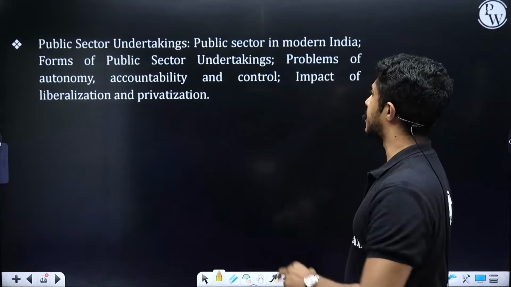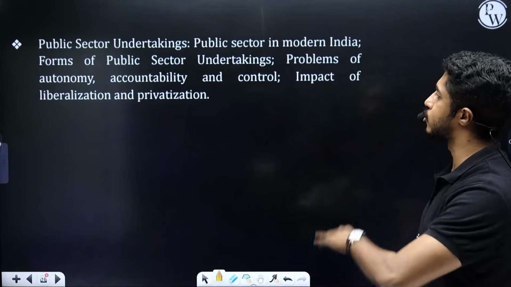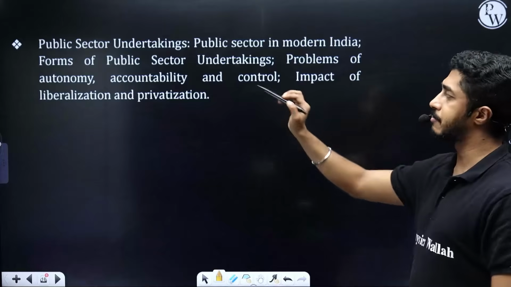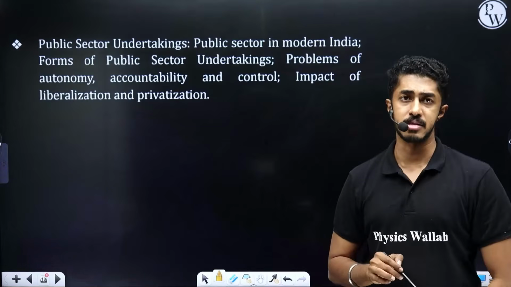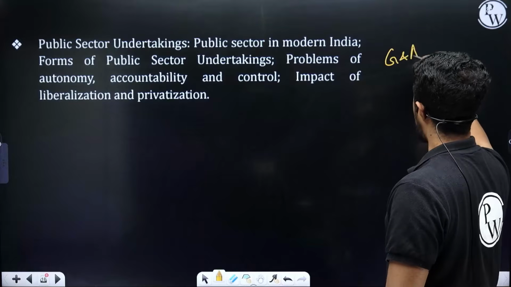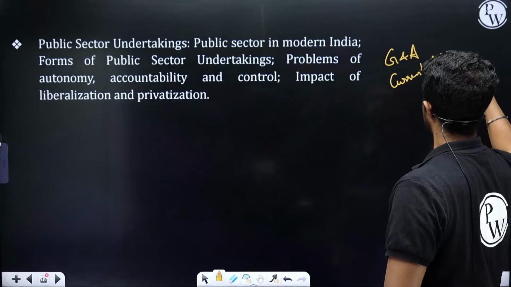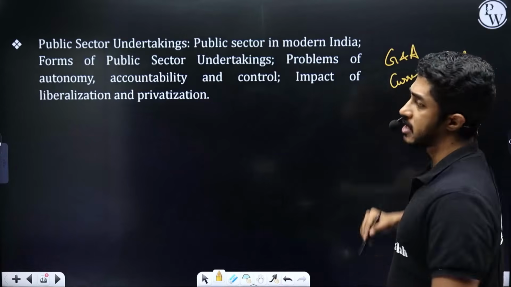Public sector undertaking. Public sector in modern India, forms of public sector undertaking, problems of autonomy, accountability and control, impact of liberalization and privatization. Get a basic idea from Goyal and Arora. After that, you need to update this with current affairs. That is what is important here.